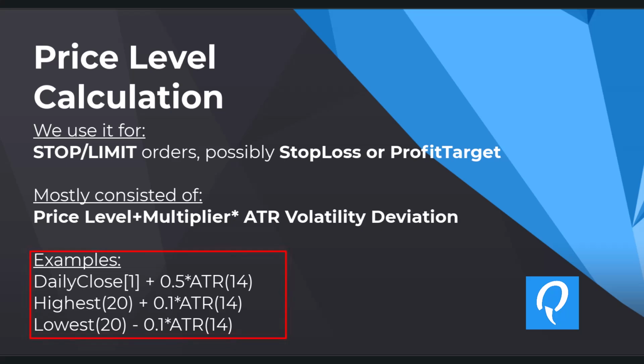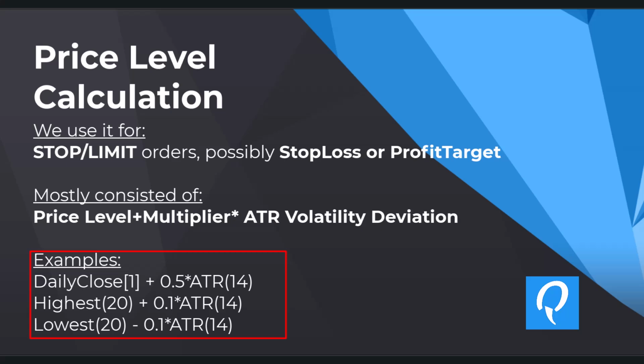Also, here we have a few examples. Daily close 1 plus 0.5 multiplied by ATR 14. So yesterday's closing price plus half of the ATR deviation, and because we get the deviation right from the graph, we have already normalized value. So when the value of tick or pip is changing, the ATR value will still match.